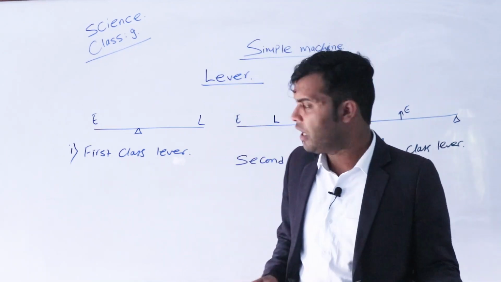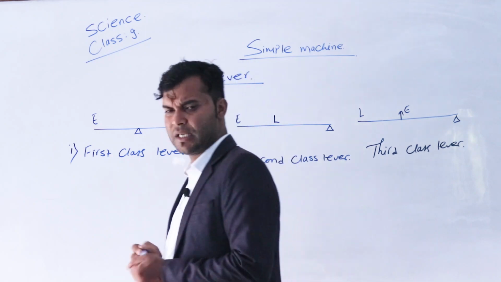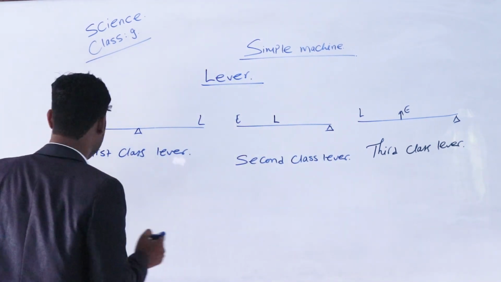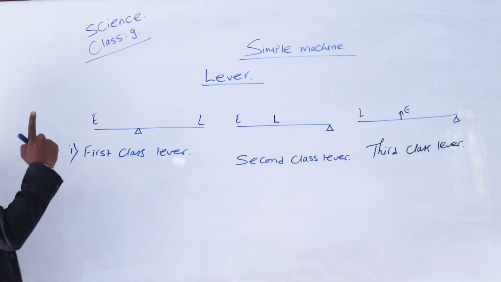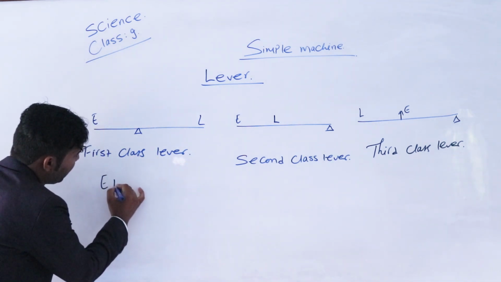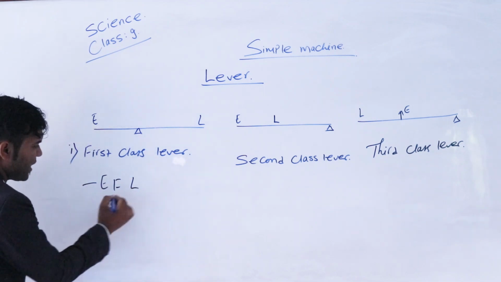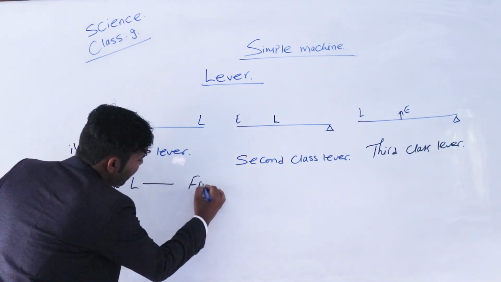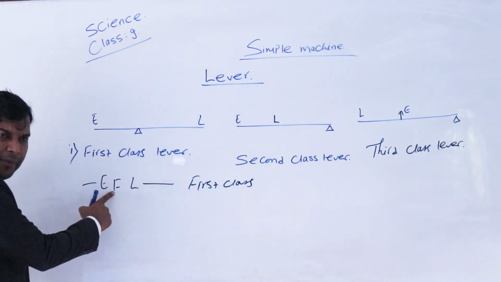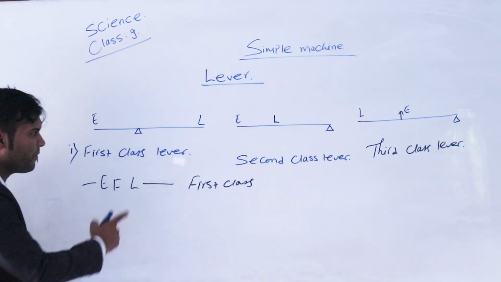But it is easier to remember by using this. Let me show how to remember first class, second class, and third class. E F L is first class. This is called first class. E means effort, F means fulcrum, L means load.